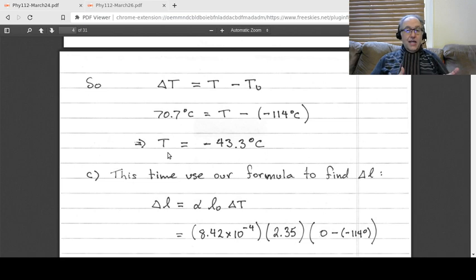And so when you get a delta T, that's a delta T above the lower reference temperature, and that's a delta L over the L naught. If you're careful with that, then you'll be fine.